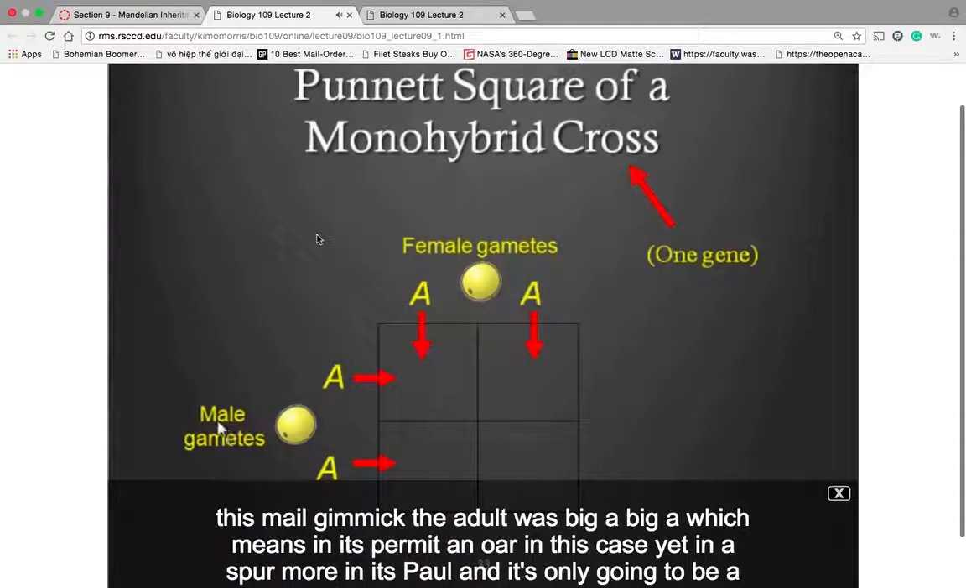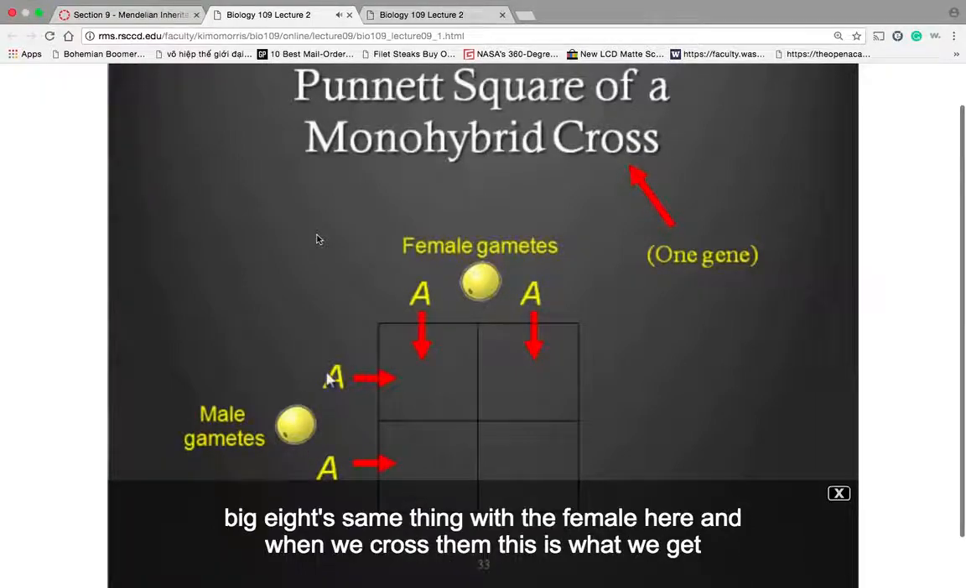Remember, this male, the adult, was big A, which means in its sperm, or in this case its pollen, it's only going to be big A's. Same thing with the female here. And when we cross them, this is what we get.